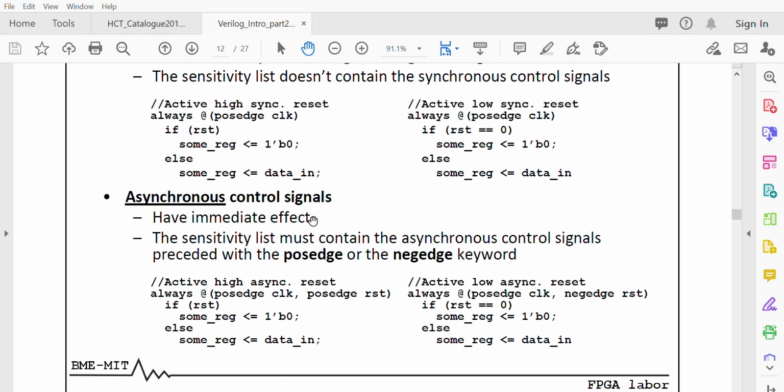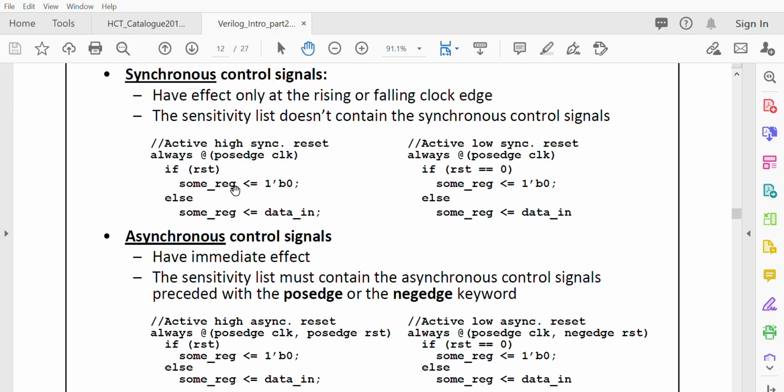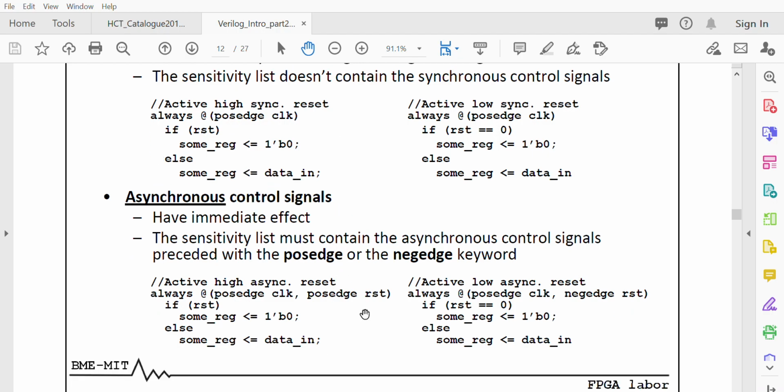The asynchronous control signals have an immediate effect. They are not synchronous to the clock. So the sensitivity list must contain the asynchronous control signals preceded with the posedge or negedge keyword. Actually, for FPGAs, all signals are synchronous. This is very rare. This is just for the reset block, because you have a reset block that is transforming the reset conditions into a synchronous reset signal that you're going to feed into your flip-flops.